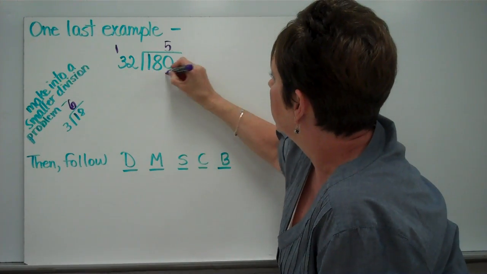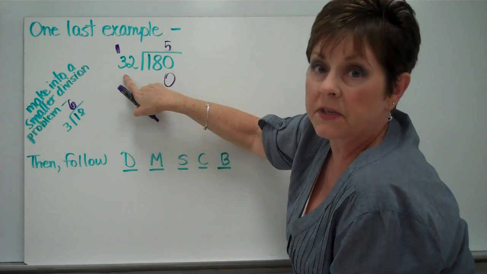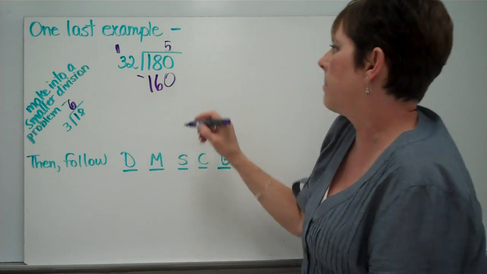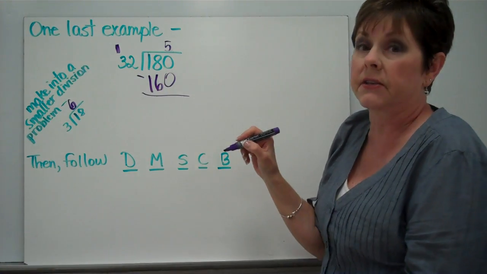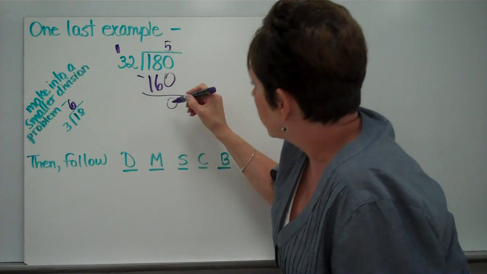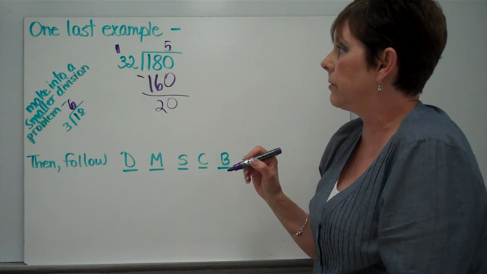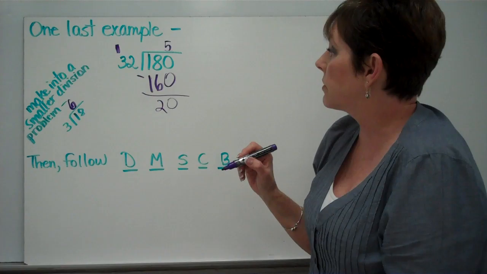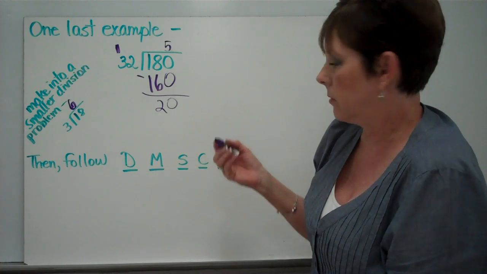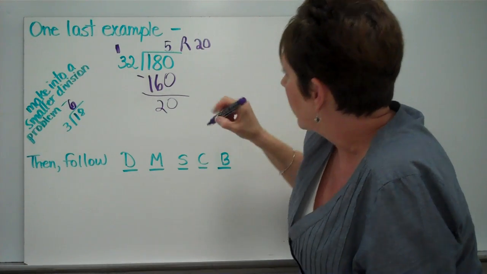5 times 2 is 10. All right, there's my 1. 5 times 3 is 15, plus 1 is 16. Oh, that looks better already. I can actually subtract this. 0 minus 0 is 0. 8 minus 6 is 2. All right, could 20 be divided by 32? No. Is there anything else to bring down? No. What do we do with it? It becomes our remainder. So up here we'll put a remainder of 20.